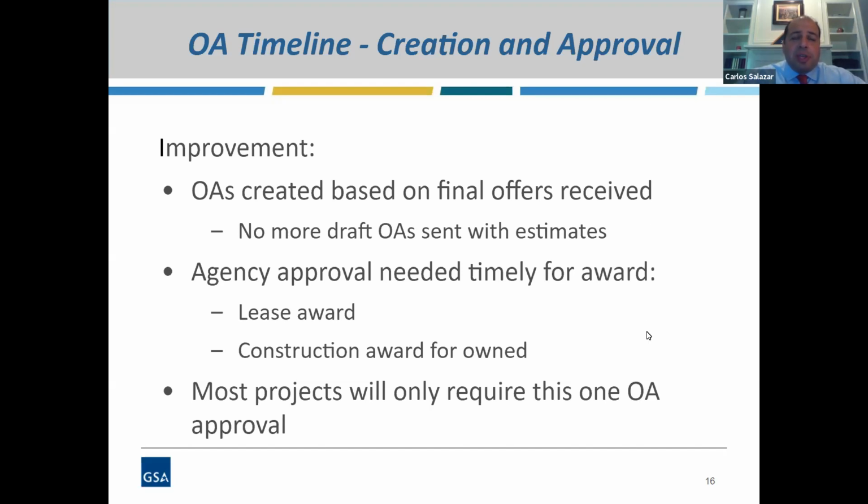Now, since GSA will be creating OAs based on a final offer, when you see an OA requiring approval in OASIS, that means there's either a pending lease award or a construction award. Therefore, it is important for you to review and approve the OA in a timely manner to keep that procurement on track. In our current OA process, this is often referred to as an award OA. What's different is that in our new process, this is when the OA will first be created, and most projects will only require this one OA approval. However, if there is a change in the project impacting the rent, such as additional tenant improvements to be amortized, we'll then request approval again through OASIS.